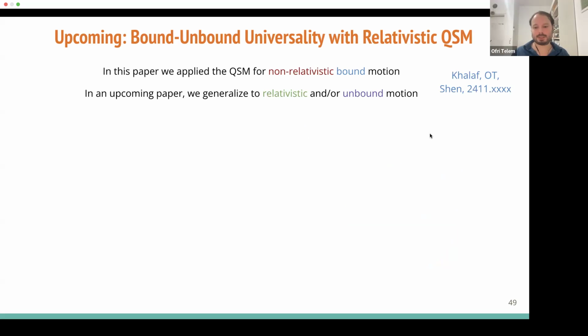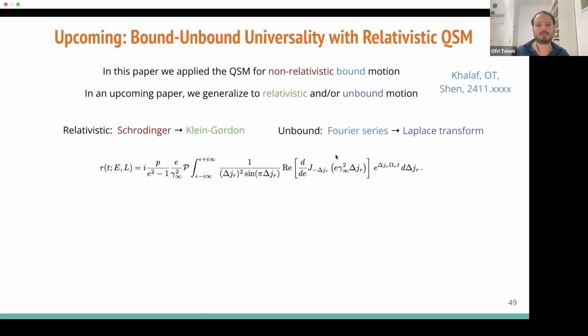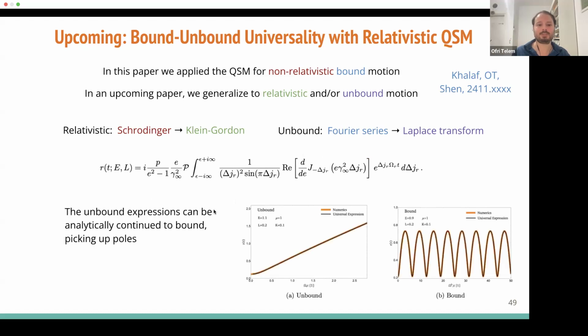What we did is we generalized what you've seen today, both to fully special relativistic motion and also to unbound motion. To do that in the relativistic case, we had to convert the Schrodinger equation to Klein-Gordon. Now you may say that there isn't a proper quantization in this case, but I don't care. The only thing that I need is WKB that works. So I can find a WKB connection between Klein-Gordon and relativistic point particle motion. And for unbound motion, the Fourier series just becomes a Laplace transform. So we did this both, and we have an expression that's valid both relativistically and for unbound orbits.